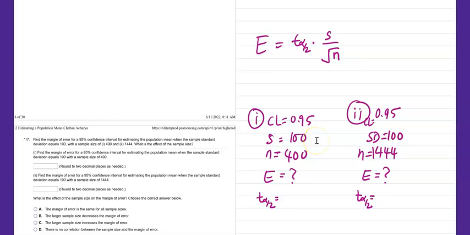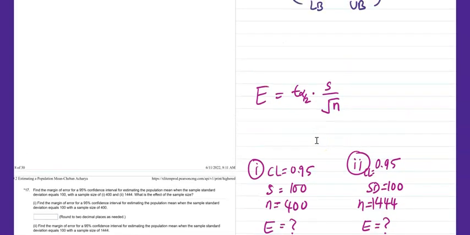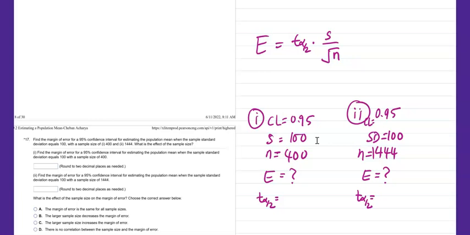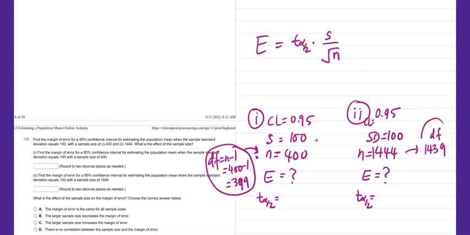So again, critical value depends on the right area and the degree of freedom. So here, because n is 400, degree of freedom equals n minus 1. So 400 minus 1, 399. Notice that degree of freedom is 1 less than sample size. In this case, degree of freedom is going to be 399. In this case, degree of freedom is going to be 1439. Okay, that's the DF. So we have a degree of freedom for each case.